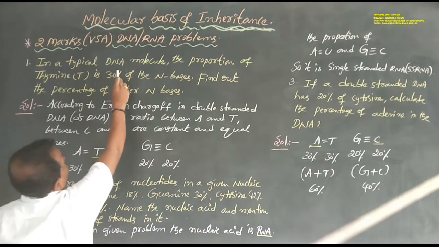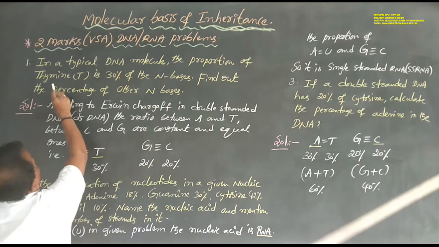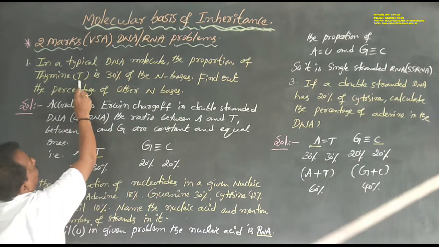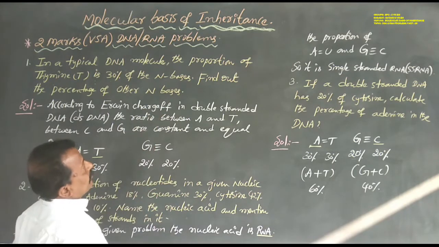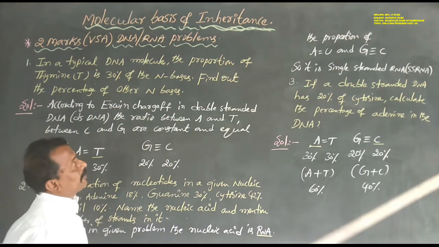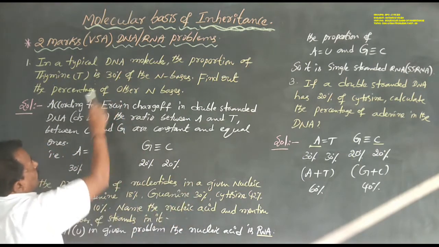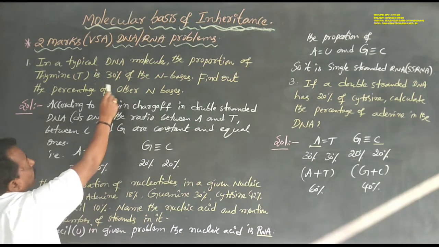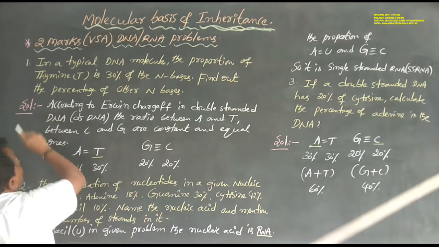In a typical DNA molecule, the proportion of thymine, that is T, is 30% of the nitrogen bases. Find out the percentage of other nitrogen bases. So this is the question. So this is a problem question. So now let us see the solution.